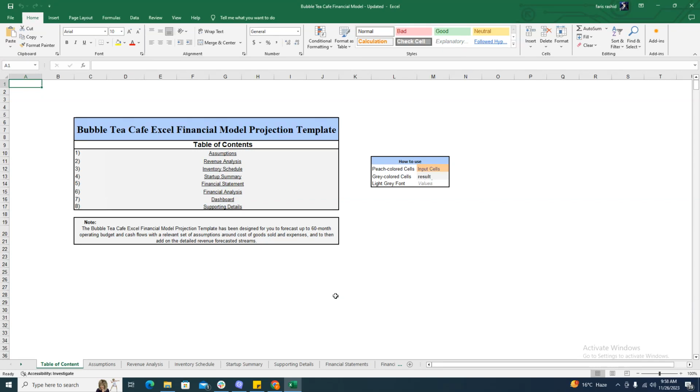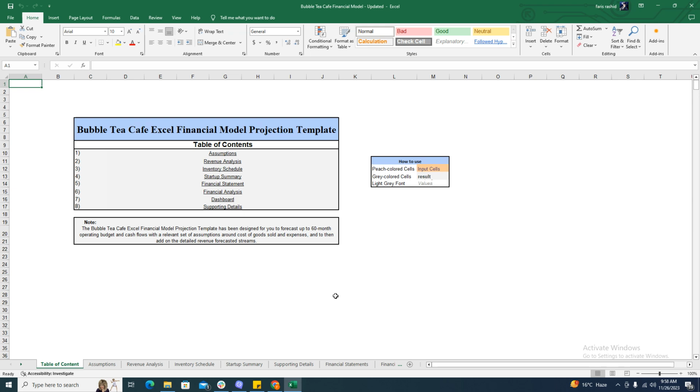Today we have brought you another financial model. This one is the Bubble Tea Cafe Excel financial model. It is forecasted up to 60 months and it also calculates all the relevant revenue forecasted streams and costs of goods sold and other expenses.